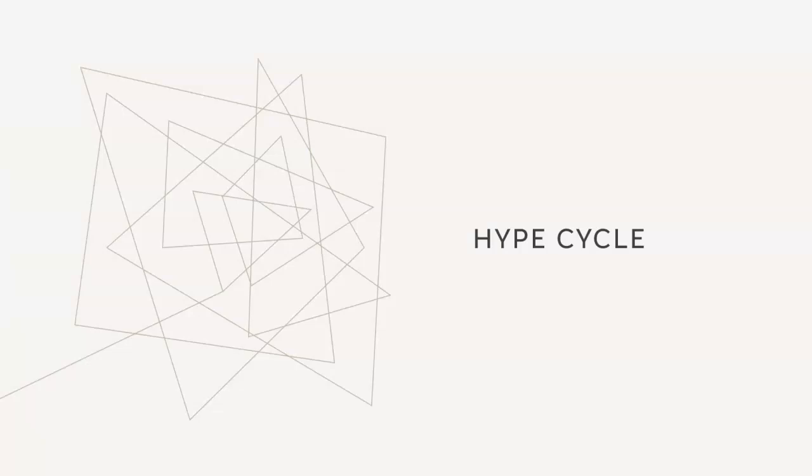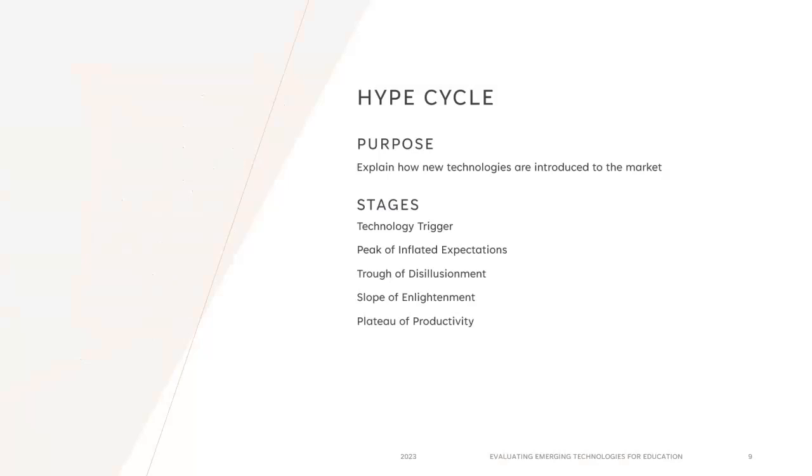Okay, the next step is the hype cycle. What's the purpose of the hype cycle? To explain how new technologies are introduced to the market, more from a marketing perspective, right? So the stages of the hype cycle are the technology trigger, peak of inflated expectations, trough of disillusionment, slope of enlightenment, and plateau of productivity.